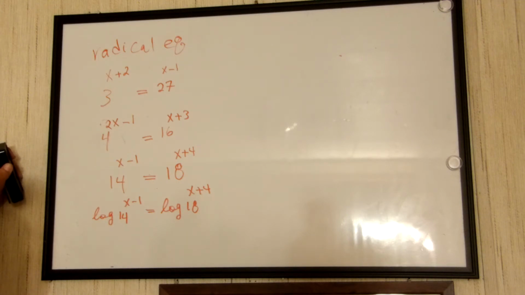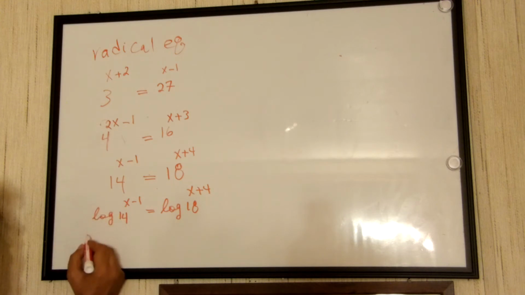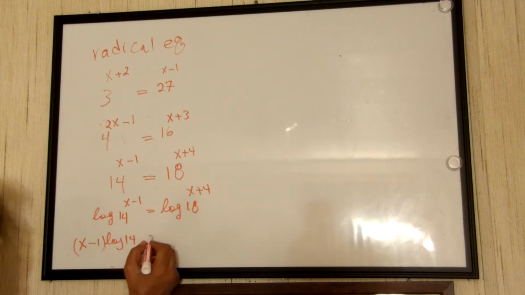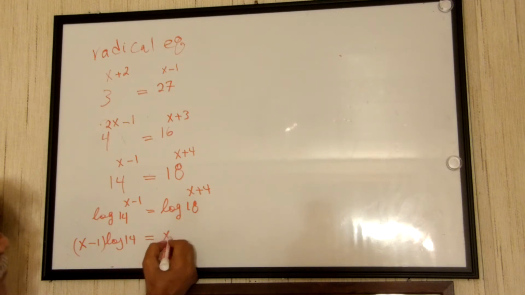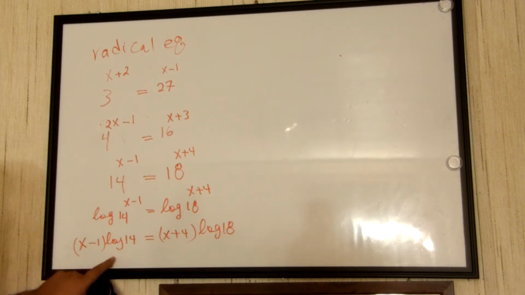And what's going to happen, we can bring this one here, x minus 1, just behind this. We can bring it here and say log x minus 1 log 14 is equal to x plus 4 times log of 18. So what's going to happen here, we multiply this, you distribute it.